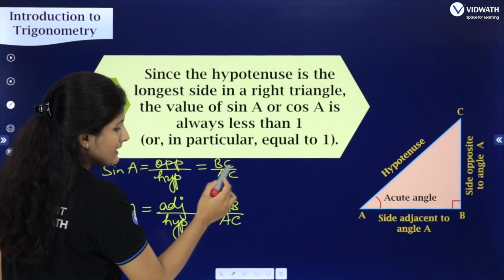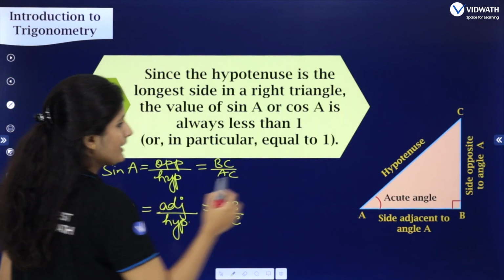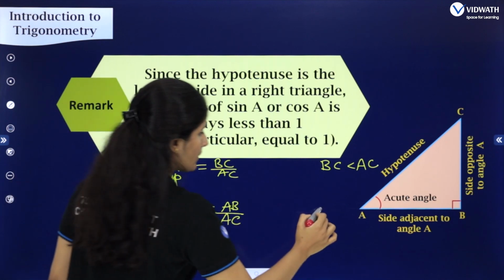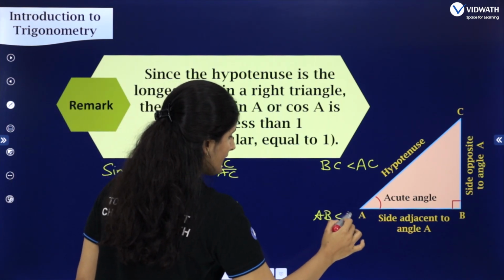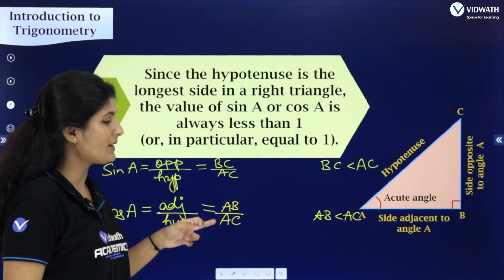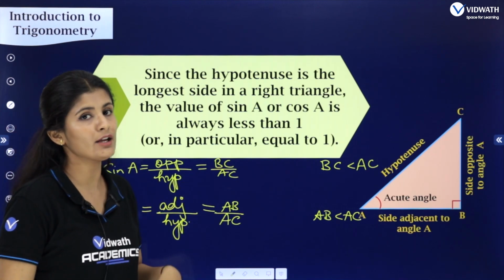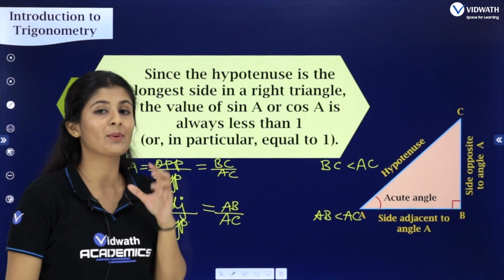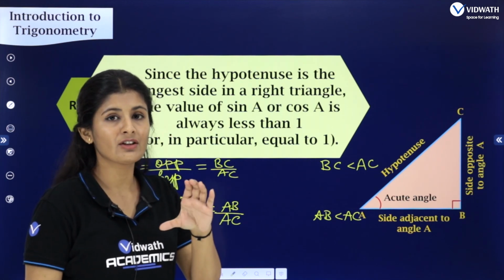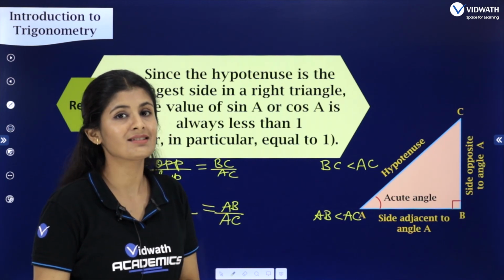Since AC is the longest side, clearly we have BC is less than AC. Also, AB is less than AC. That is, in both these ratios, the denominators are greater than the numerators. We know that when the denominator of a ratio is greater than the numerator, then the value of the ratio will always be less than 1.